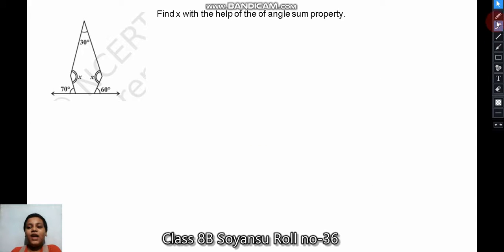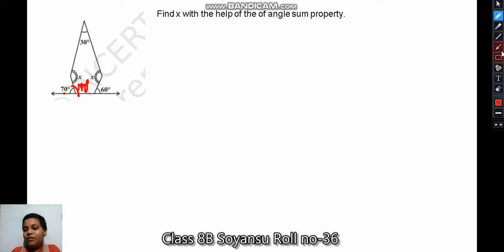Find x with the help of the angle sum property. Here also we have to find x. You can see that these two are equal. With 70 degrees and 60 degrees given, you have to find x with the help of the angle sum property. This is a supplementary angle, so 180 minus 70 degrees is 110 degrees. So this angle will be 110 degrees.